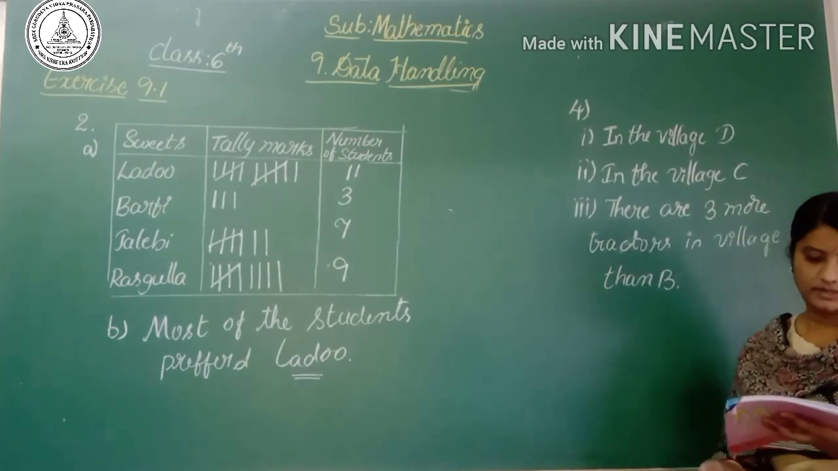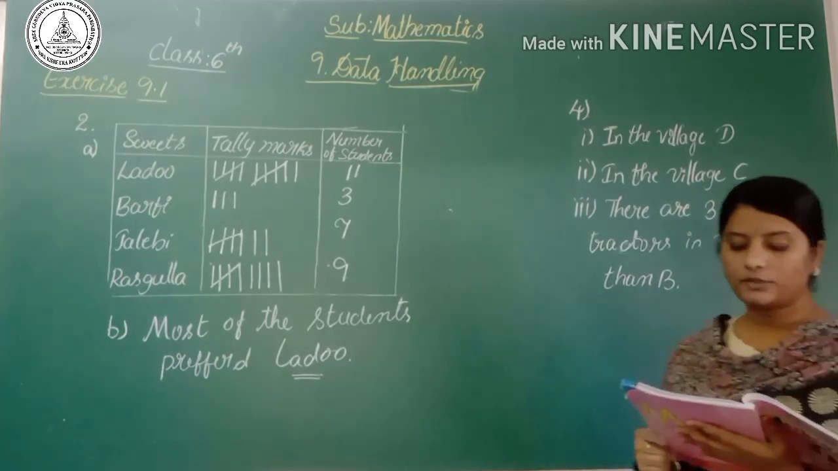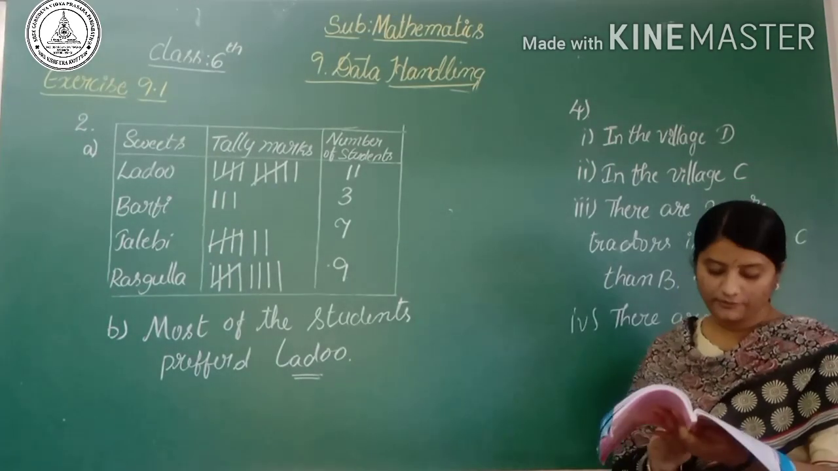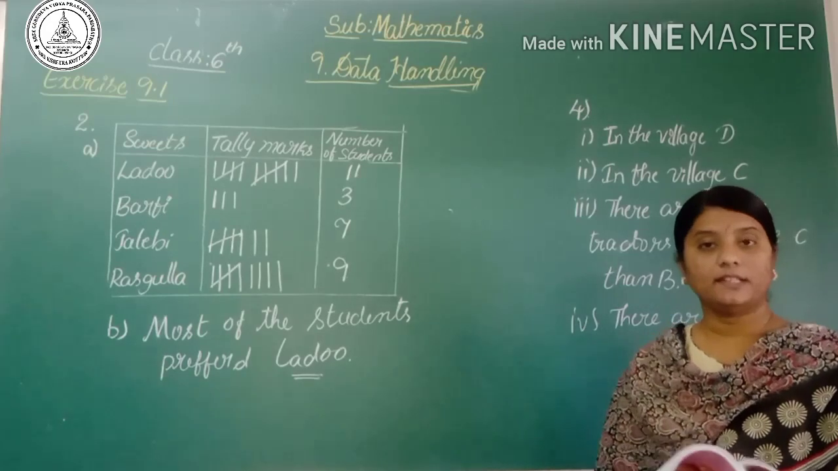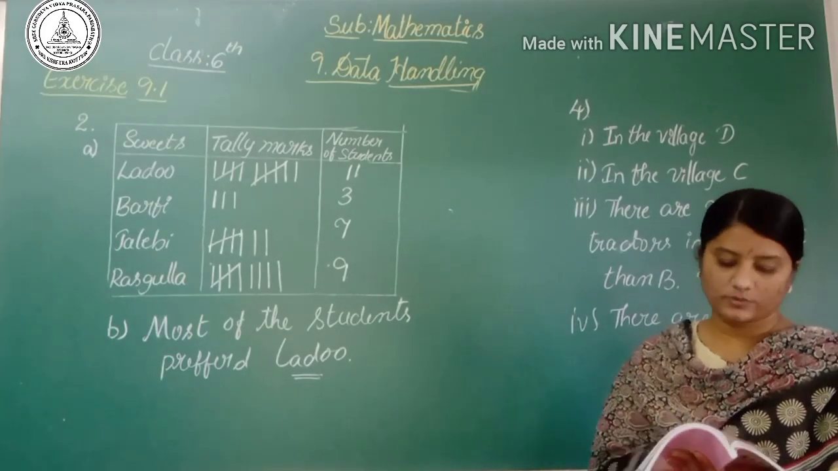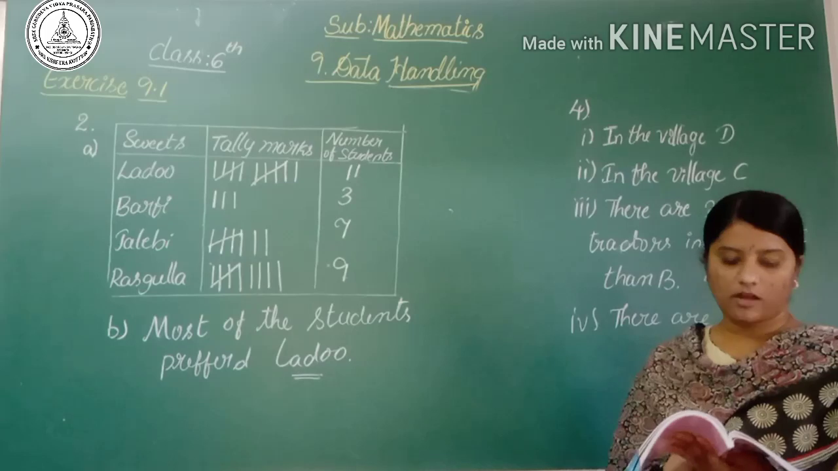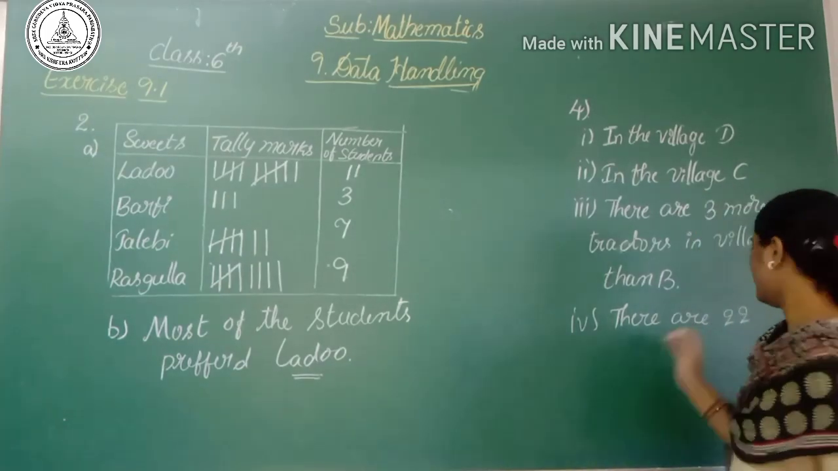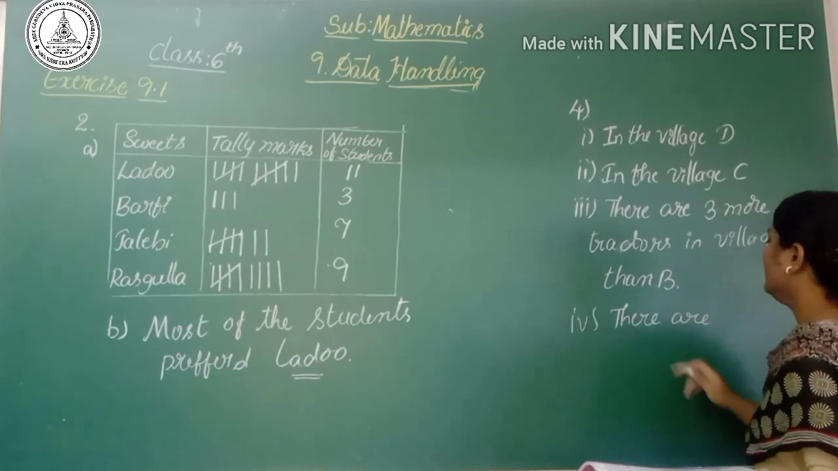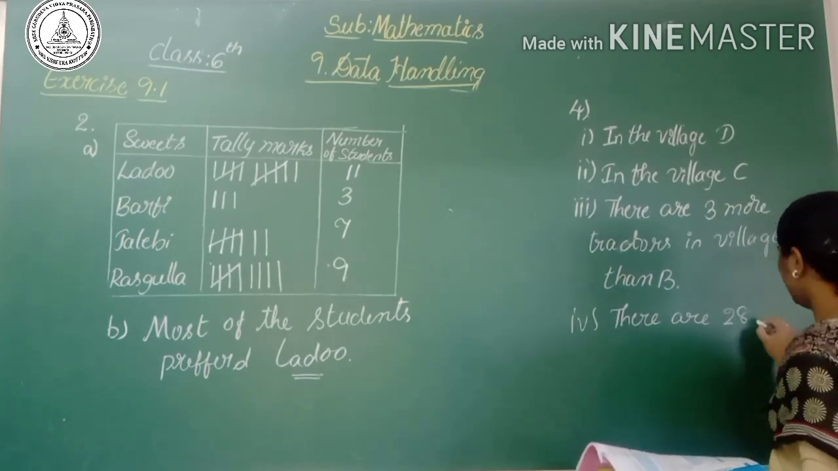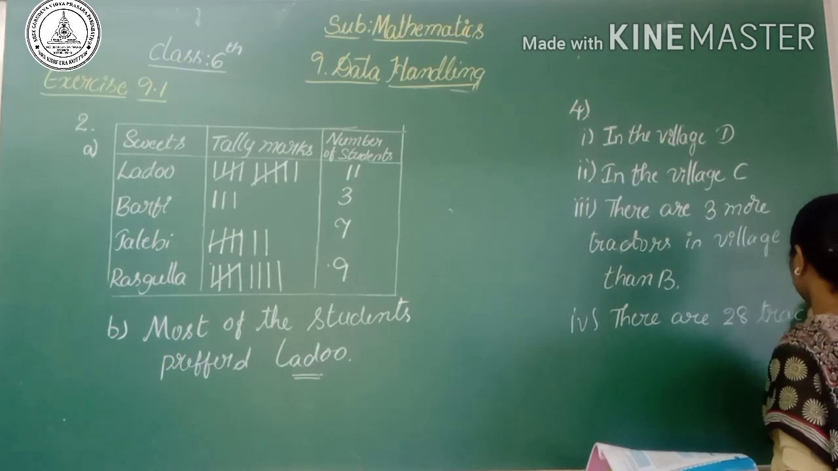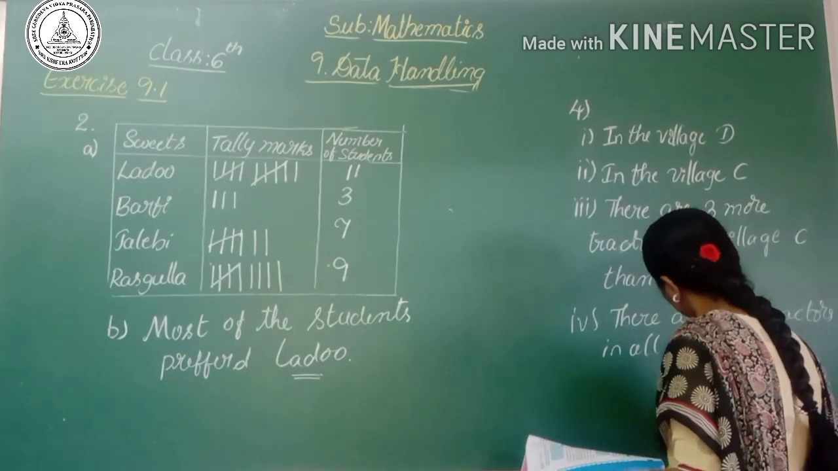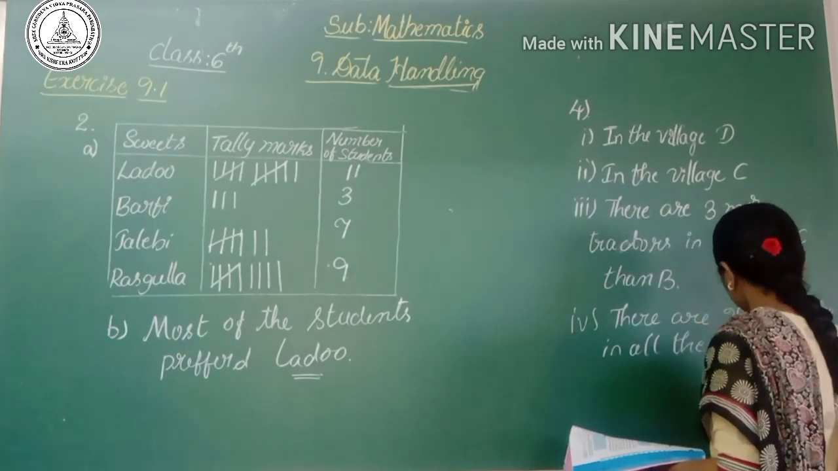Right? Yes. The fourth question is: what is the total number of tractors in all the 5 villages? In all the 5 villages, there are 28 tractors. Right? Once you count all the tractors in all the pictures, you may write here the total number of tractors. There are 28 tractors in all the 5 villages.